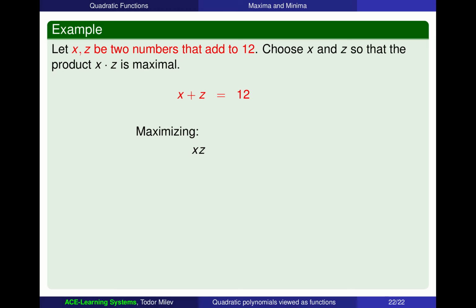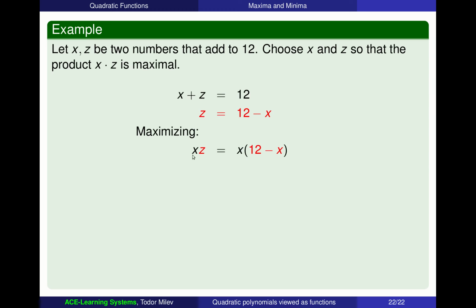Now we don't know how to maximize a function of two variables, but this is not really a function of two variables, because if x plus z is 12, I can actually solve for z. I could transfer x to the right hand side and then I'm getting that z is 12 minus x. In this way, I have eliminated z. I have boiled down the expression to an expression which depends solely on x, right? Because z must be replaced with 12 minus x.